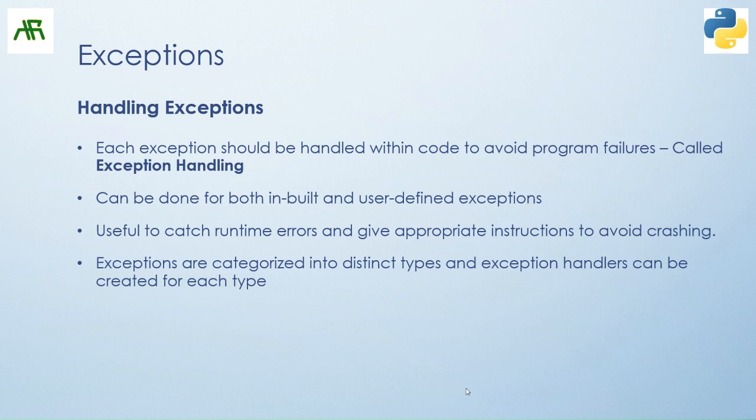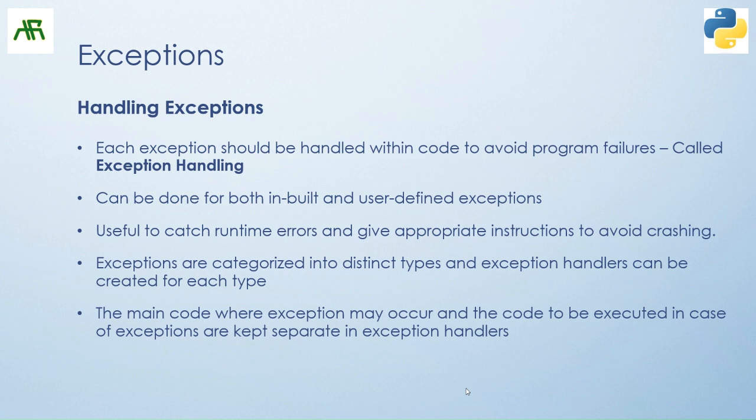In Python, exceptions are categorized into distinct types, and handlers can be created for each type. The main code where an exception may occur and the code to be executed in case of exceptions are kept separate in exception handlers. The programmer can perceive, okay, this is an area where there is a possibility of an error occurring and I want to handle it. So the code block where the error can happen is different from where it is being handled. The interpreter keeps track of positions where the errors are occurring.